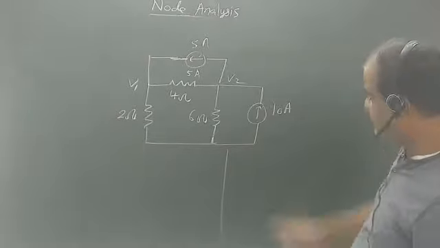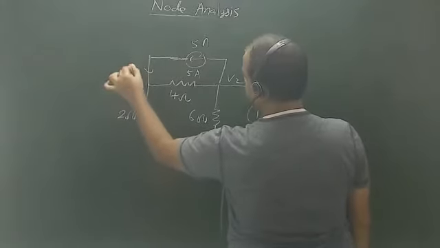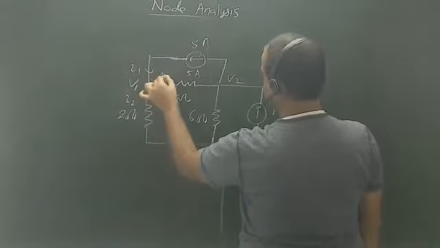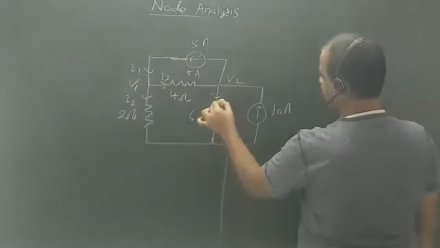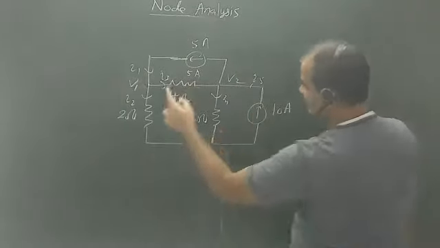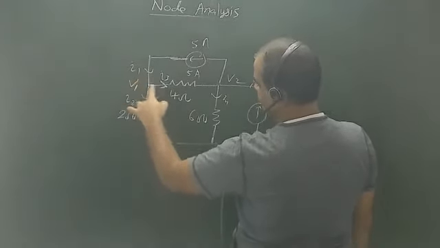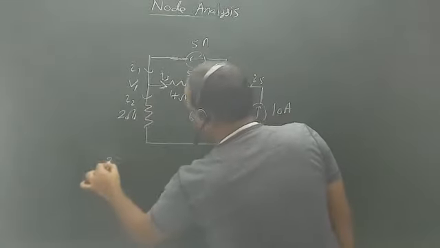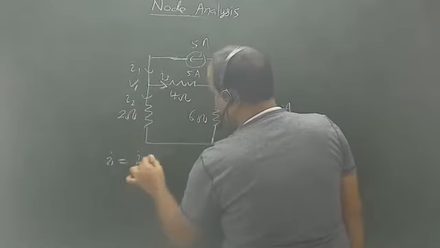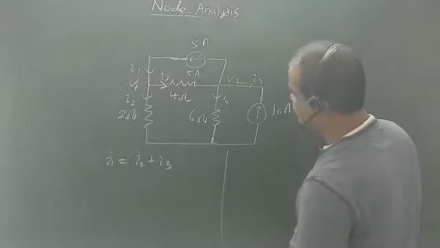So now we'll solve for V1. Say this current is I1, this current is I2, this current is I3, this is I4, and this is I5. We write first for V1. There are three currents. I1 is incoming, and I2 and I3 are outgoing. So I can write I1 equal to I2 plus I3.